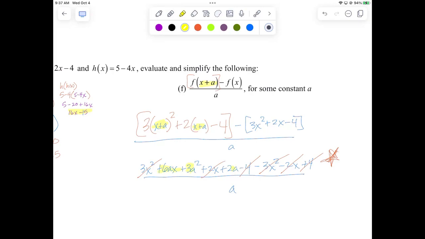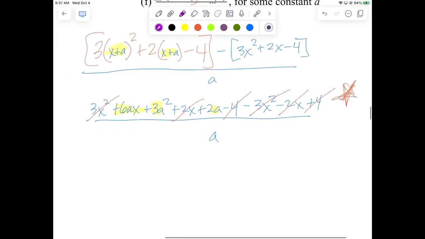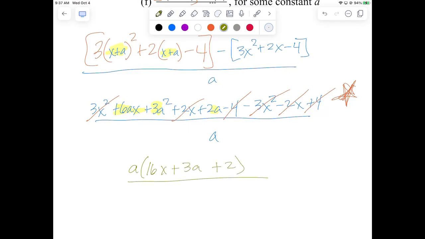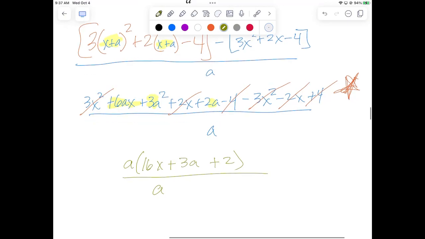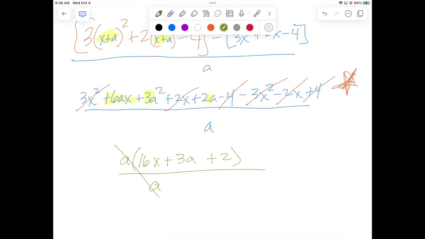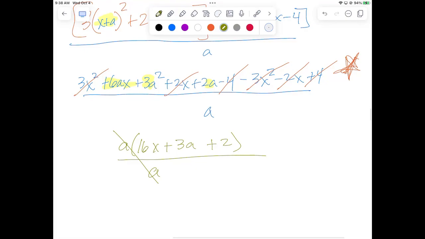And all 3 of those terms have an a in them. So we show this step: we factor out an a, and that leaves us 6x plus 3a plus 2, all over a. And here's the most gratifying part of the whole problem. What happens with the a's? They divide out. And we get 6x plus 3a plus 2.